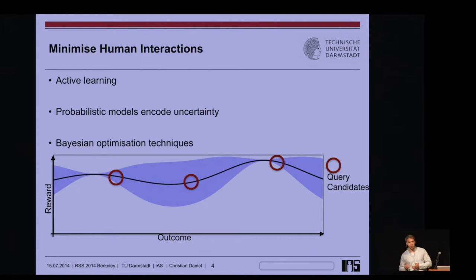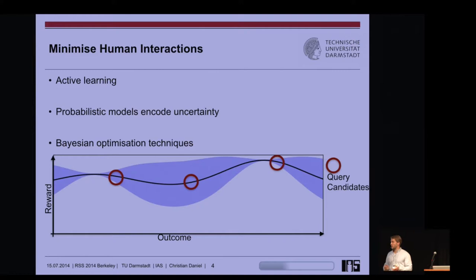So one of our main goals here is, of course, to minimize the amount of human interactions, which means that we end up with an active learning problem. So our goal is to ask the humans about just enough ratings that we're able to generalize sufficiently well to all other outcomes that we observed and that we use for updating our policy.